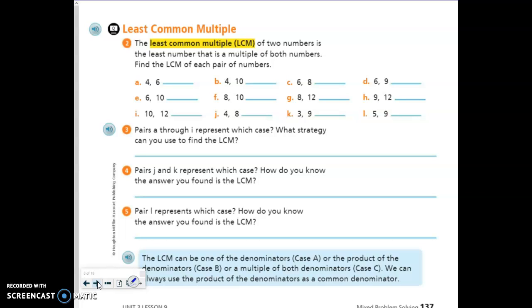In some cases it might be multiplying the two numbers together, in some cases it might be changing one into the other, and in some cases we have to skip count by both of them to find that first number we come across.